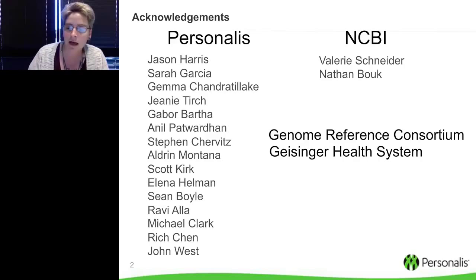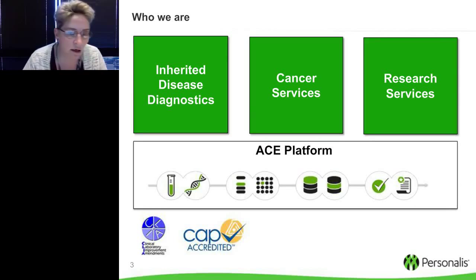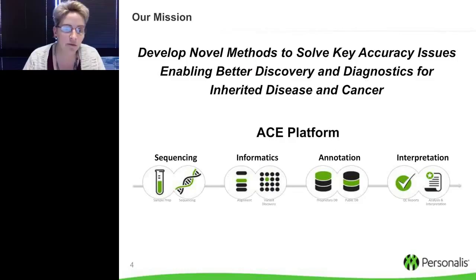So as Bob mentioned, we're a small clinical diagnostics company located in Menlo Park, California. And we actually offer services in both inherited disease diagnostics as well as in cancer and general research services. And we can offer these services either on a research basis or in our CLIA and CAP accredited laboratory. And what's important to remember about all of these products is they all sit on top of what we call our ACE platform. The ACE platform is really designed to help us solve key accuracy issues that we observe in the genomics diagnostic space.